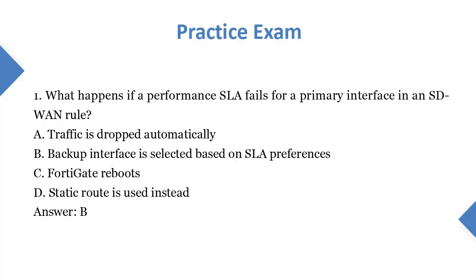1. What happens if a performance SLA fails for a primary interface in an SD-WAN rule? A. Traffic is dropped automatically. B. Backup interface is selected based on SLA preferences. C. FortiGate reboots. D. Static route is used instead. Answer: B.